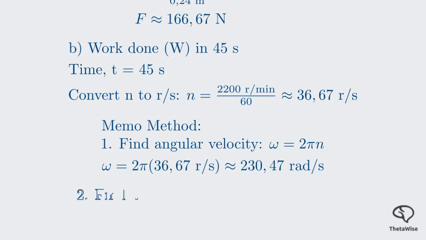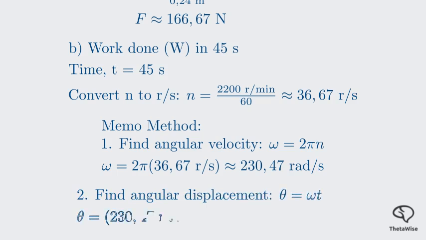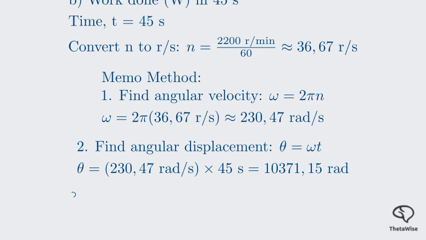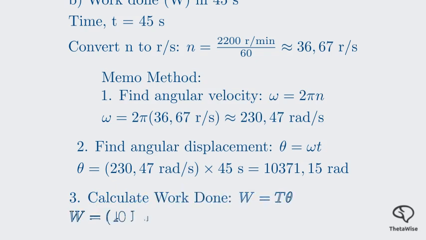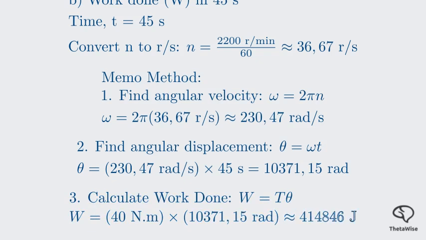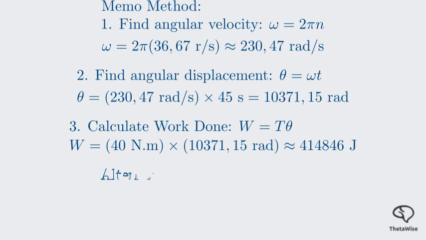Second, we find the total angular displacement, theta, during the 45 seconds. Since the speed is constant, implied, theta is omega times t. Theta equals 230.47 times 45, which is 10371.15 radians. Third, we calculate the work done. The rotational equivalent of work is W equals T times theta. W equals 40 newton meters times 10371.15 radians. This gives us approximately 414,846 joules.